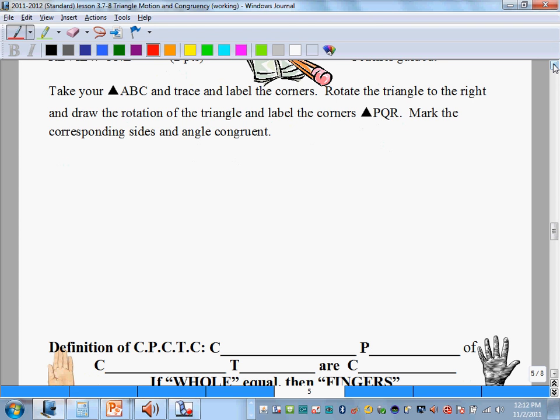Okay, ready? Step 1. I'd like you to draw, please, a scalene right triangle. We're on page 5, kind of right where you left off. Draw a scalene right triangle, please.